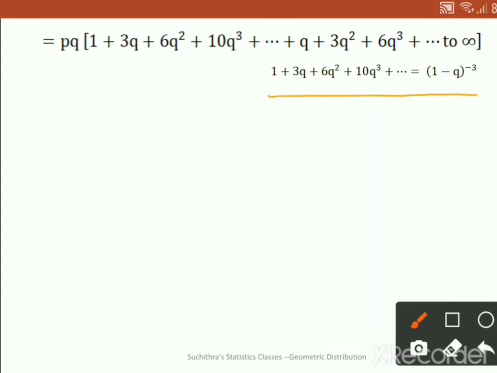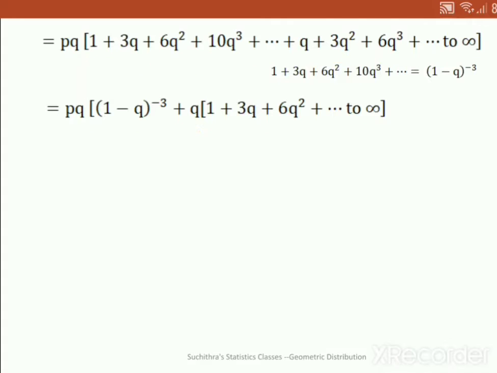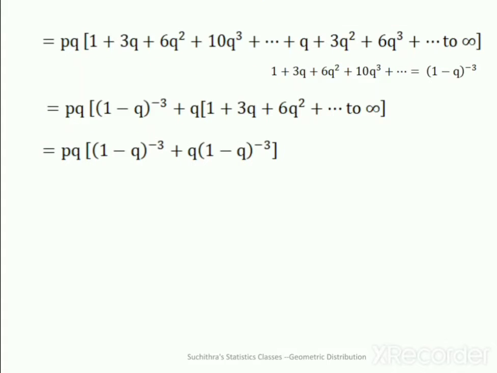And we know that 1 plus 3q plus 6q square plus 10q cube plus etc. equals 1 minus q raised to minus 3. The first part is already 1 minus q raised to minus 3. And from the second part, we take a q outside and the term inside the bracket is again 1 minus q raised to minus 3. So, we get the expression like this. And we know that 1 minus q is p.